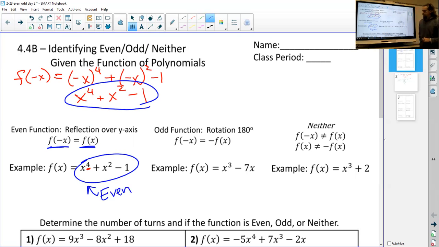Okay, that's our check. So we take the whole function, make all of our x's negative, simplify it, see if it looks the same as our original.